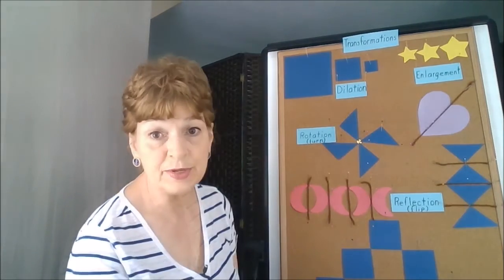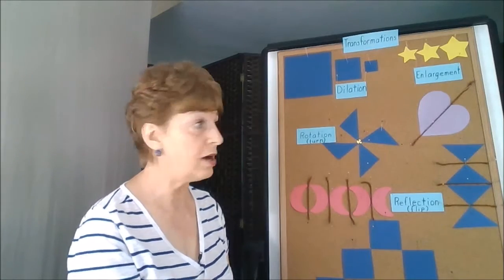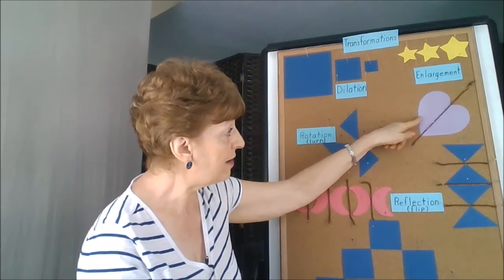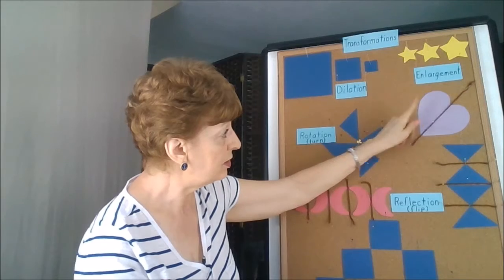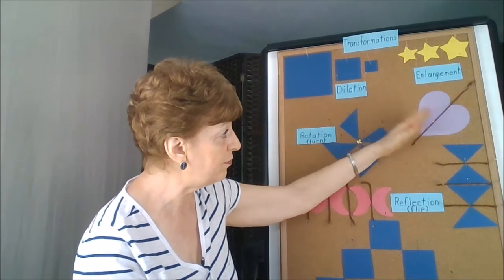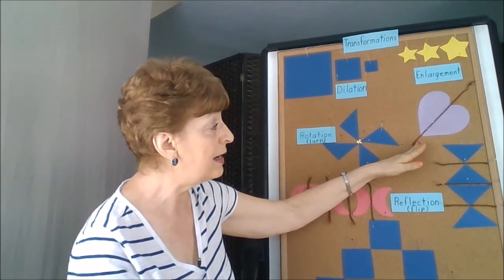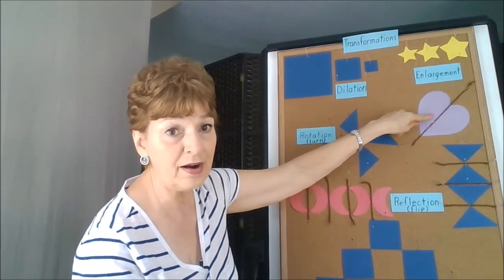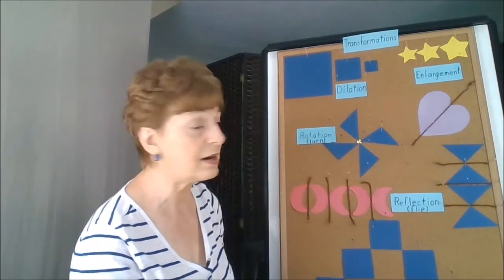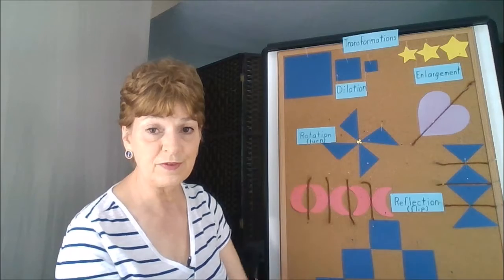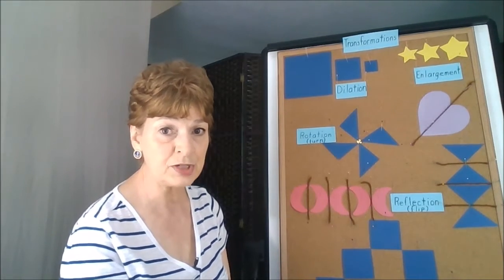We talked about symmetry before in a different video. That's where half of the item looks exactly like the other half. If we folded this over on this line, this section of the heart would cover up that section of the heart. There wouldn't be any funny things sticking out. It would just match it perfectly.